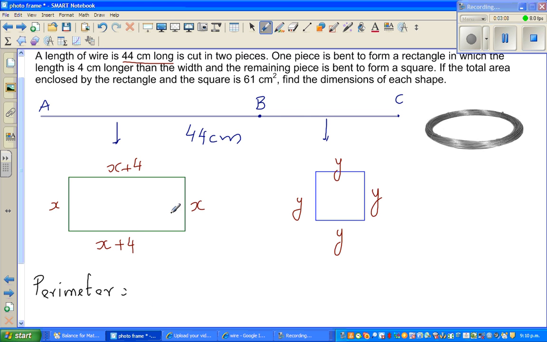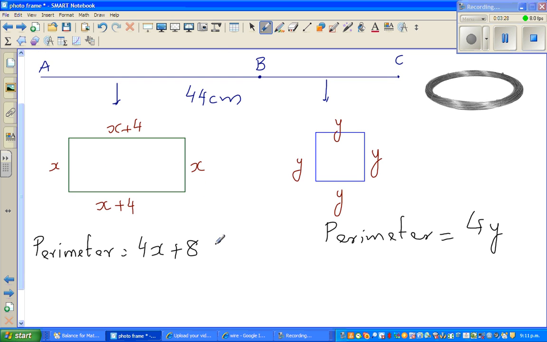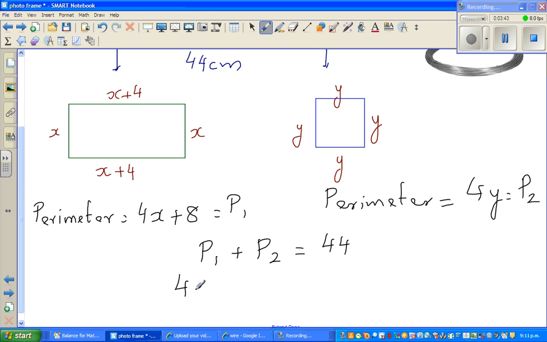So you got 4 lots of x. So this is very clearly 4x plus 8. 4 plus 4 is 8. And the perimeter of this shape is y plus y plus y plus y, which is 4y. So I hope now you understand there's a relation. If this is P1 and this is P2, can I say P1 plus P2 is equal to 44? So that is 4x plus 8 plus 4y is equal to 44.